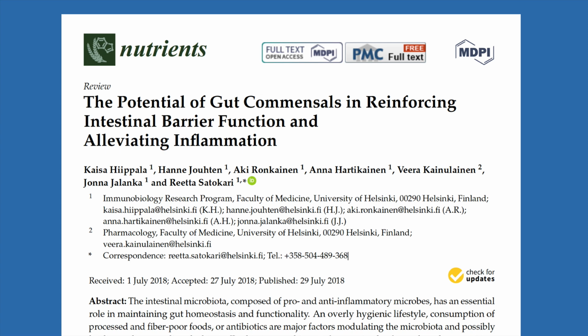You'll note at the top that it says PMC free full text. So this is an article that you can download for free from PubMed. And I would encourage you to check this out because this has some great information on a couple of the species that we're going to be talking about today.